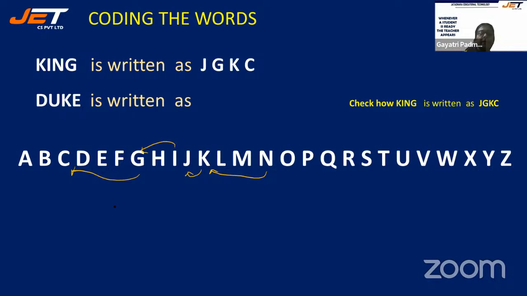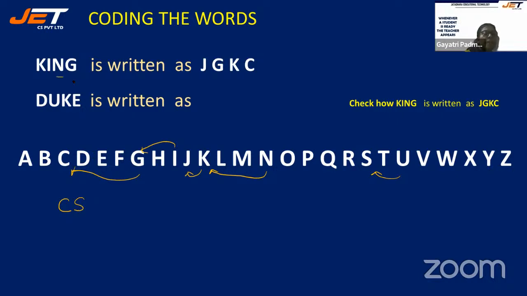Let's follow the same tactic, students. K is written backward as J, so D should be written backward as C. Next, we have U. I is written as G after leaving one, going backward. Similarly, we will take U backward after leaving one, as S.